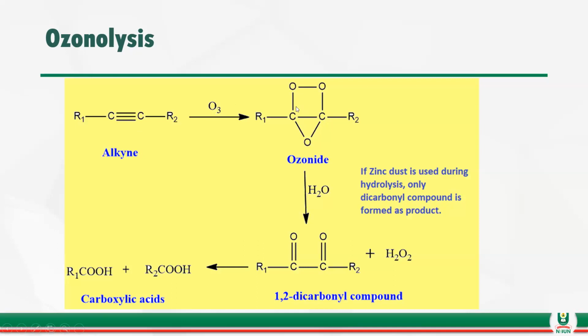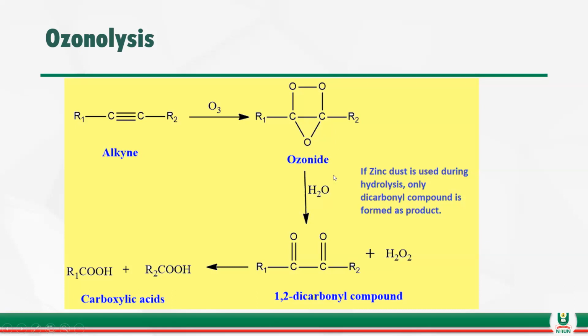As usual, we will get our ozonoid. I want you to take note of this. In the ozonoid from alkene, there is no carbon-to-carbon bond. This bond doesn't exist in the ozonoid obtained from alkene. But in the ozonoid from alkyne, you can see there is still a bond connecting the two carbons.